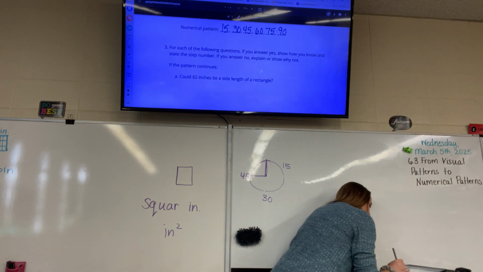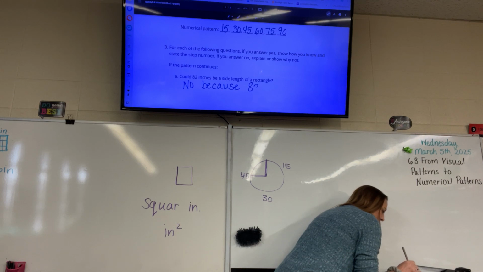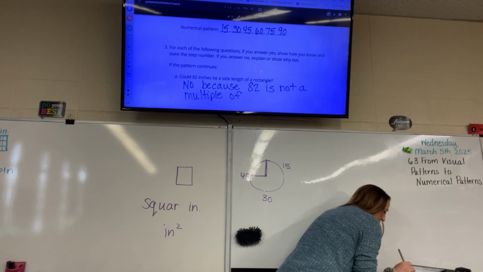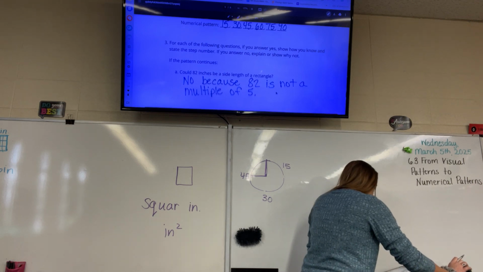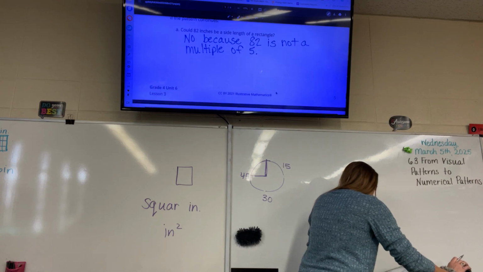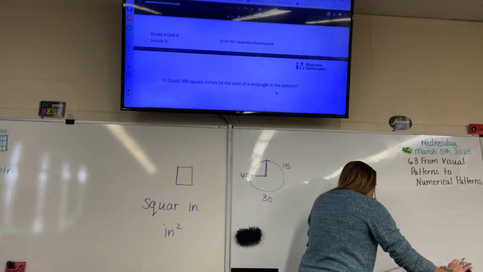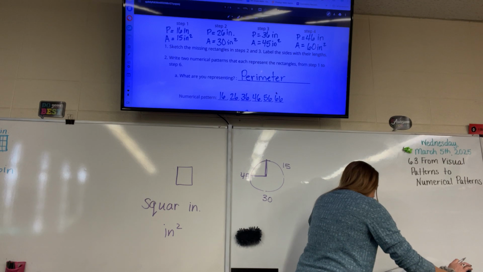Okay, here's what we're going to write down. No, because 82 is not a multiple of 5. And then, could 300 be the area of a rectangle in this pattern?